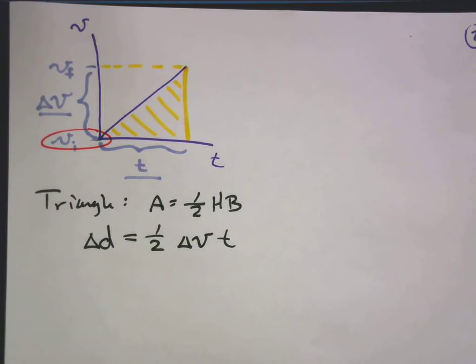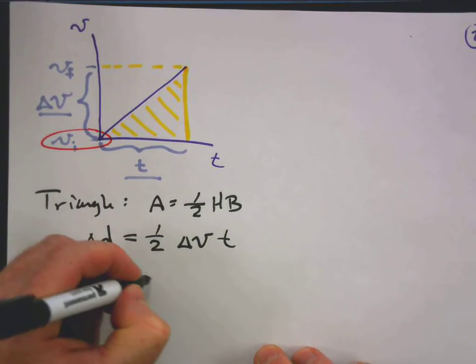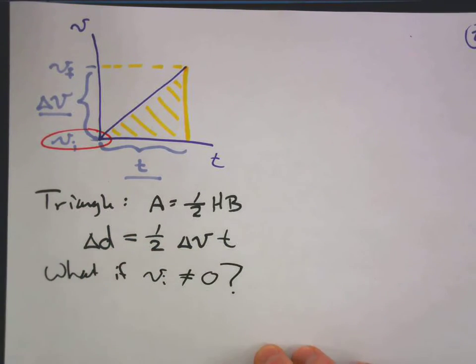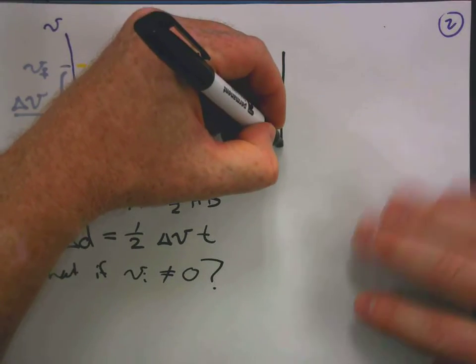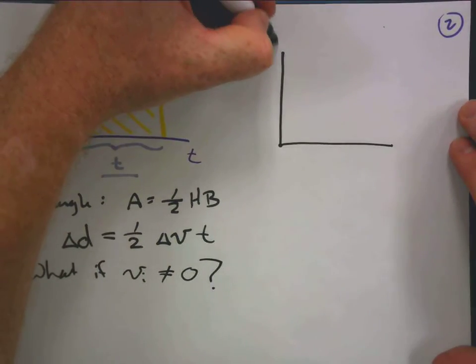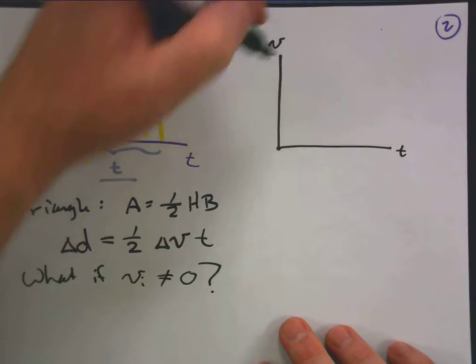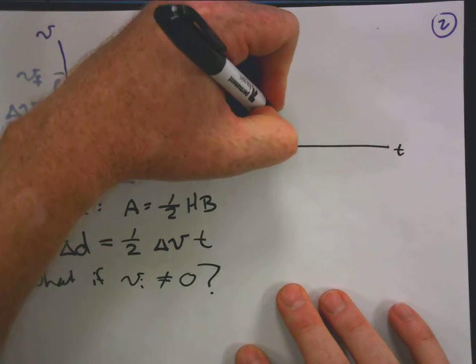Right? So what if it's not 0? What if Vi is not 0? Could we look at a situation like that? Well, sure. Let's check it out. We still have velocity compared to time, and I need a non-zero initial velocity. I'm going to start up a little bit from 0.